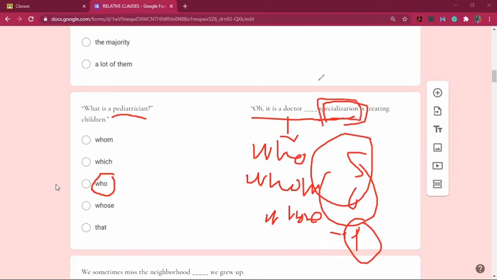So then we have specialization. Specialization is a kind of noun, honey. Noun is a thing, an object that can be owned. For this kind of case, because this is a noun, and a noun is something that you can have, you need the possessive whose as the relative word. So I have to say, it's a doctor whose specialization.